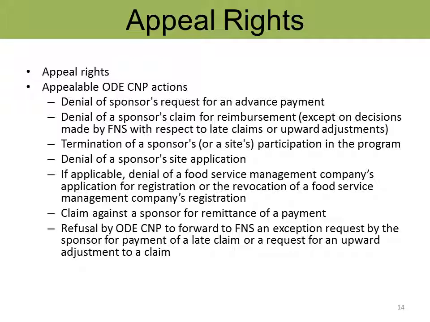The following ODE CMP actions may be appealable: denial of a sponsor's request for advance payment, denial of a sponsor's claim for reimbursement, except on decisions made by FNS with respect to late claims or upward adjustments, termination of a sponsor's or a site's participation in the program, denial of a sponsor's site application, if applicable, denial of a food service management company's application for registration or the revocation of a food service management company's registration, claim against a sponsor for remittance of a payment, and refusal by ODE CMP to forward to FNS an exception request by the sponsor for payment of a late claim or a request for an upward adjustment to a claim.